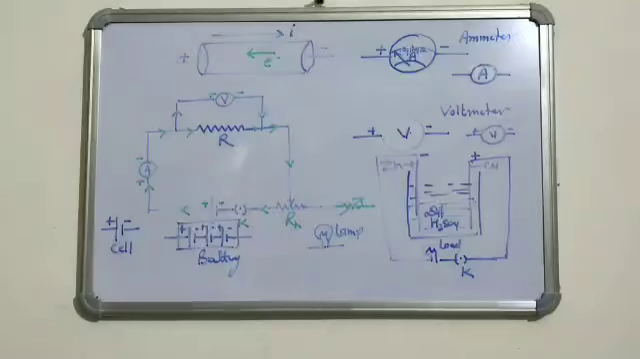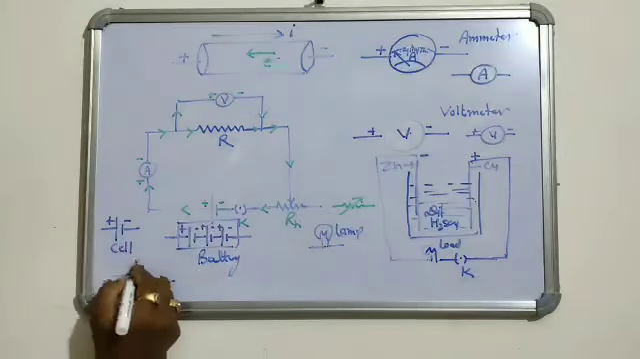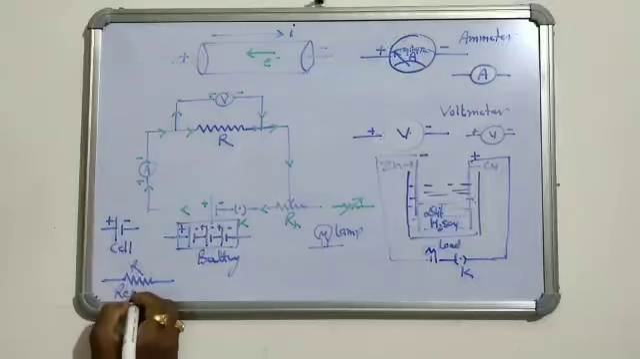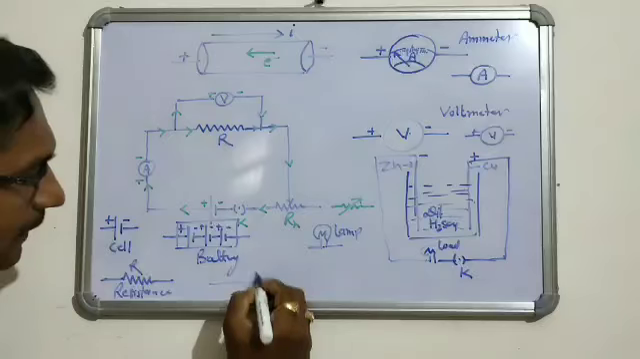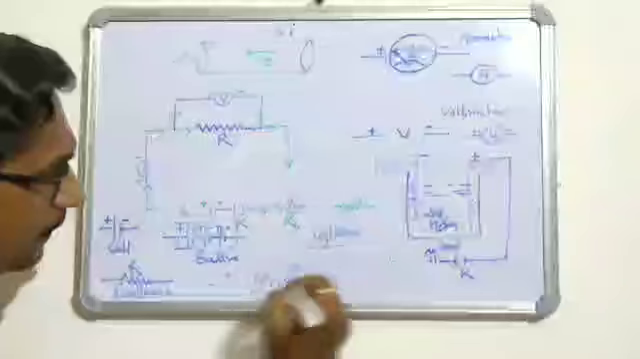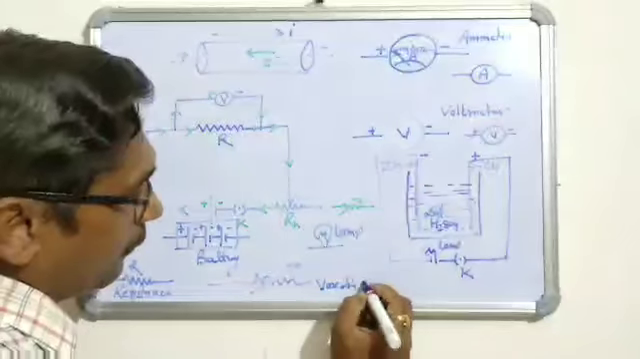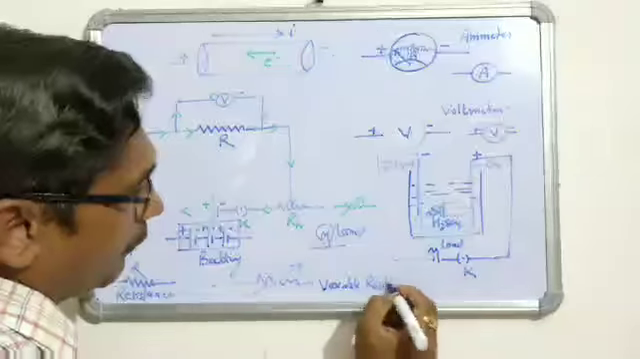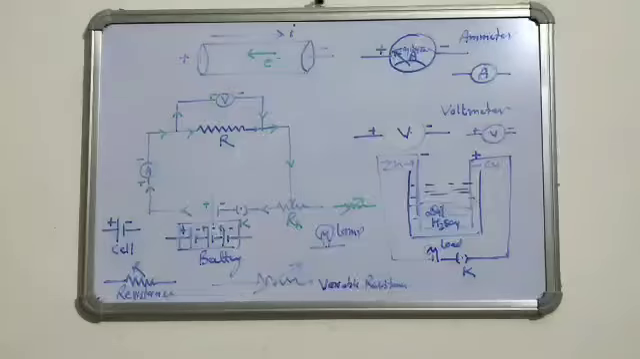Next are resistors. This is the symbol of resistance, and this is a variable resistance.